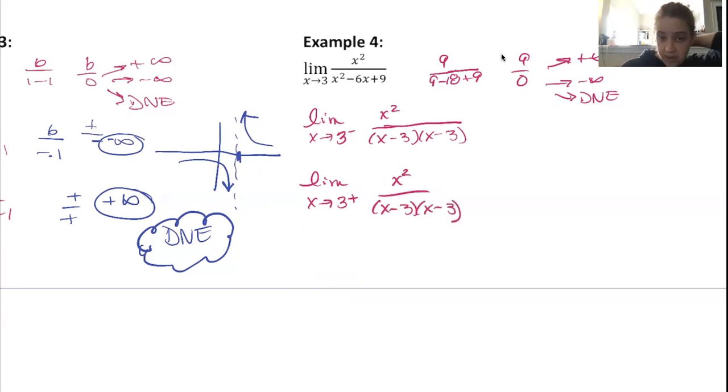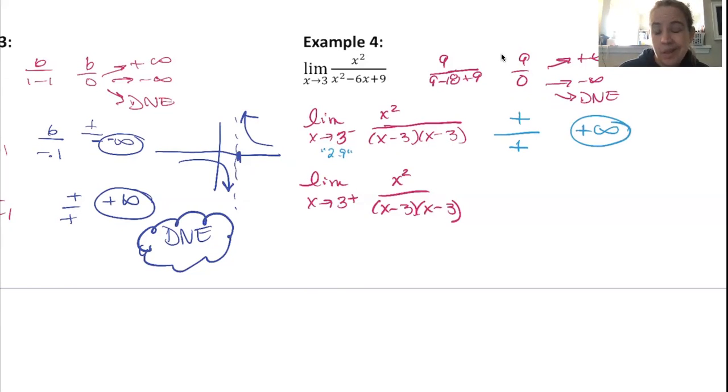All right, so again, we have to choose values. Something that's just a little bit to the left of 3, think to yourself 2.9. If I put 2.9 in the numerator, that's a positive. If I put 2.9 in the denominator, the first one's negative and the second one's negative, but a negative times a negative is a positive. So my result is positive infinity.